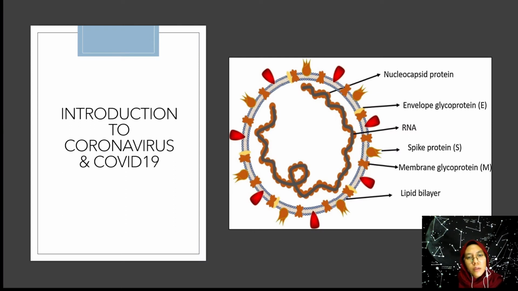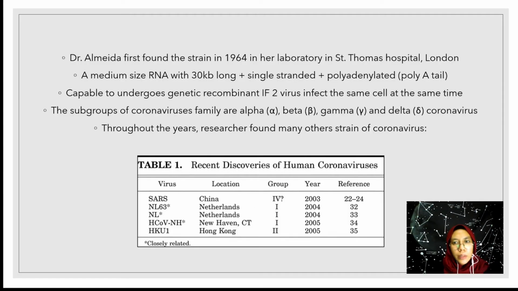So this is the picture of coronavirus under microscope. It has nucleocapsid protein, envelope glycoprotein, RNA, spike protein, membrane glycoprotein, and lipid bilayer. Dr. Imelda is the one who first found the strain in 1964 in London. Coronavirus is a medium-sized RNA with 30 kb long, is single-stranded, and has a poly A tail.